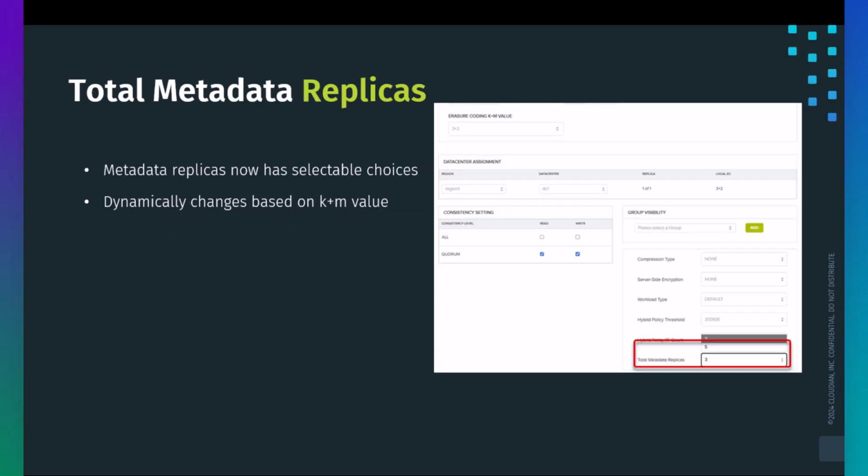In the graphic shown, we can see the lower part of the storage policy creation window. As we can see, the system shows an option for metadata replicas. In this case, the policy is for erasure coding of 3+2 in a single data center. Selectable options available for metadata replicas are 3 or 5, with 3 being the default for this specific policy.